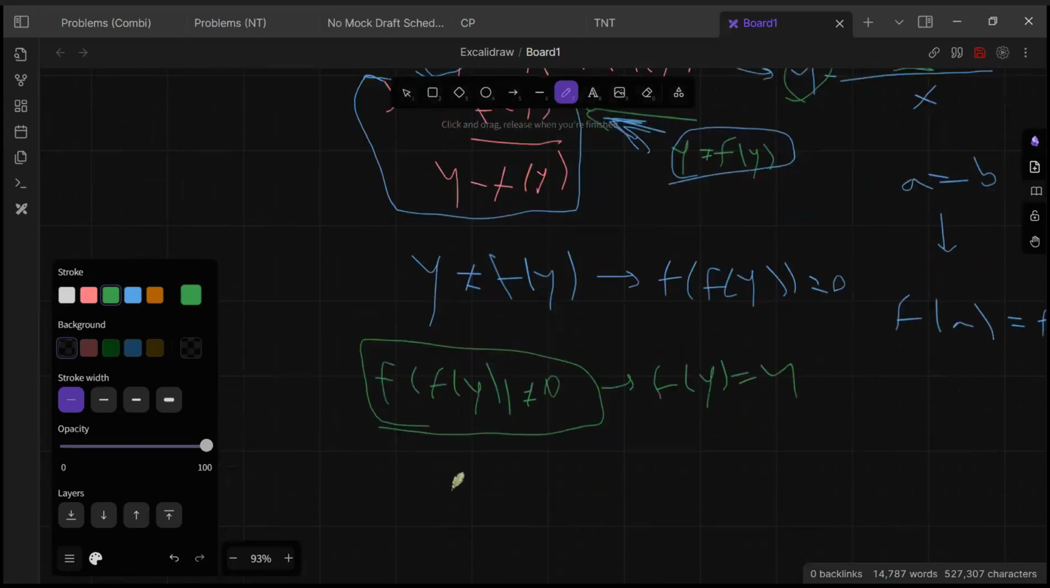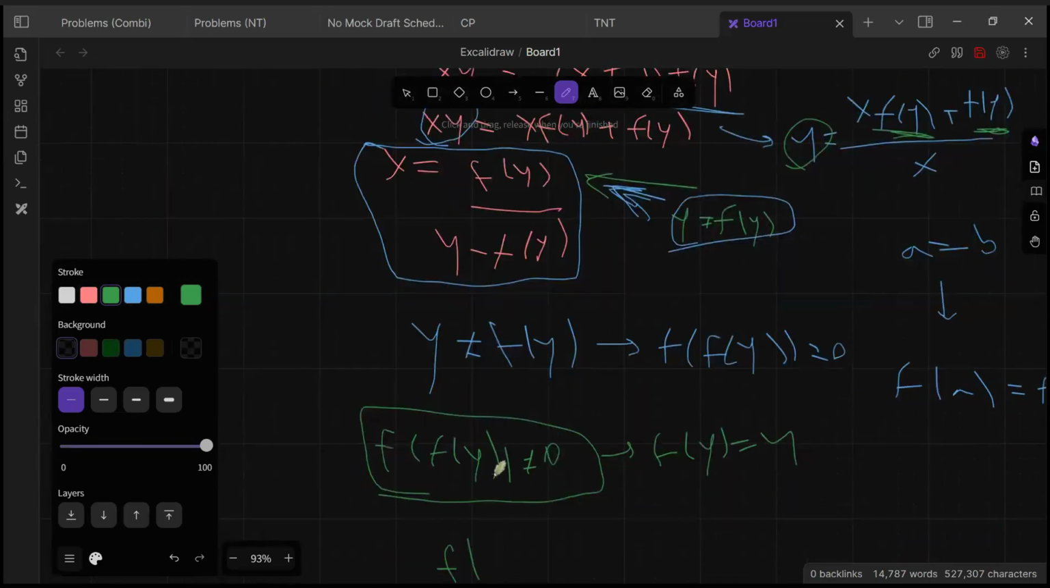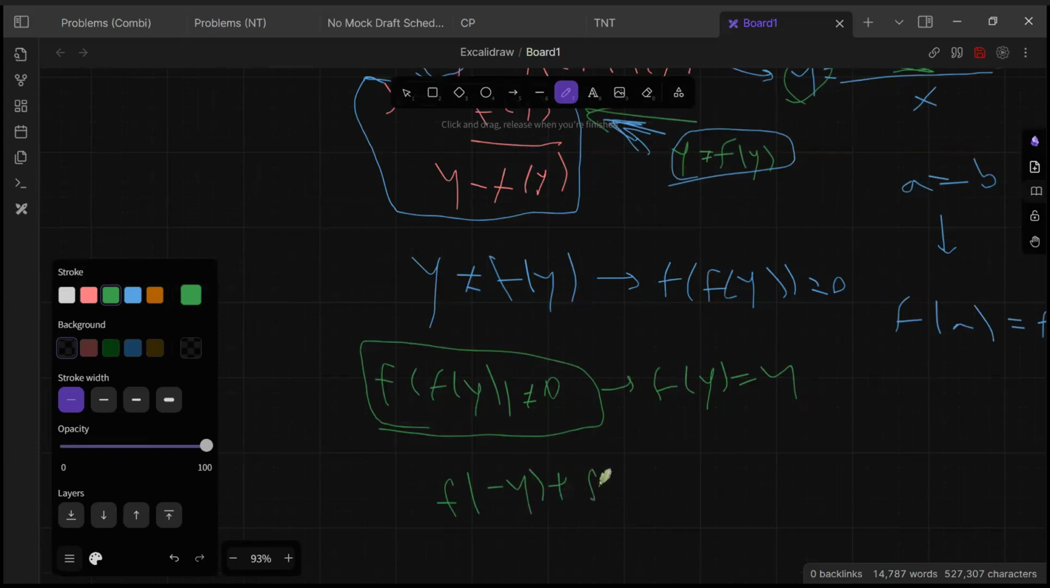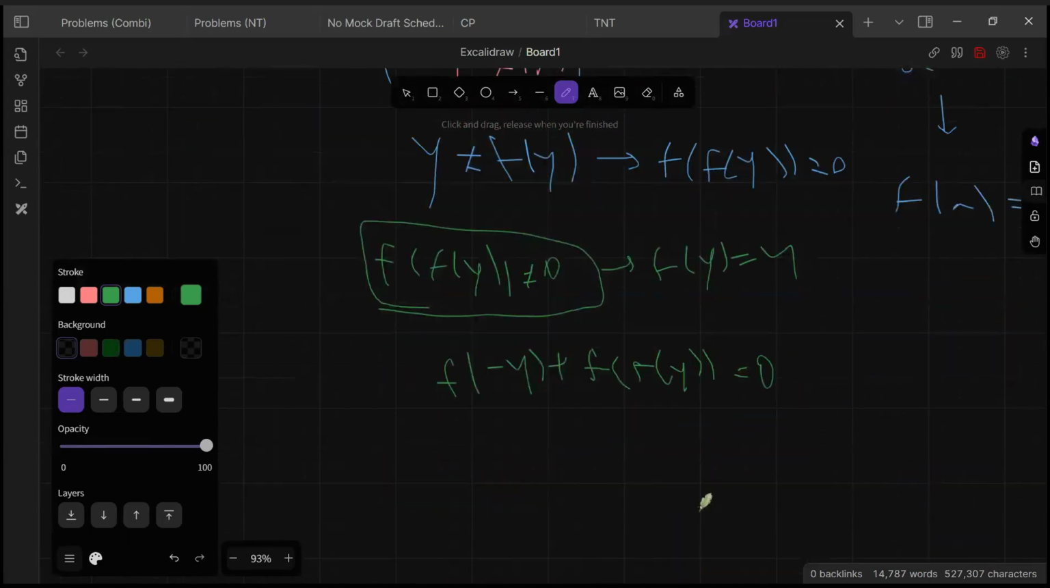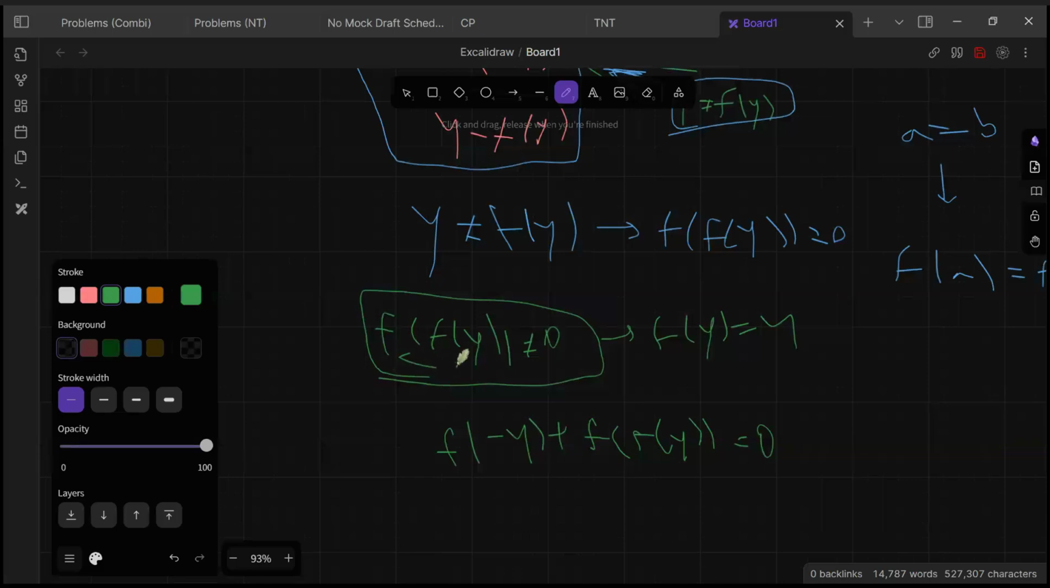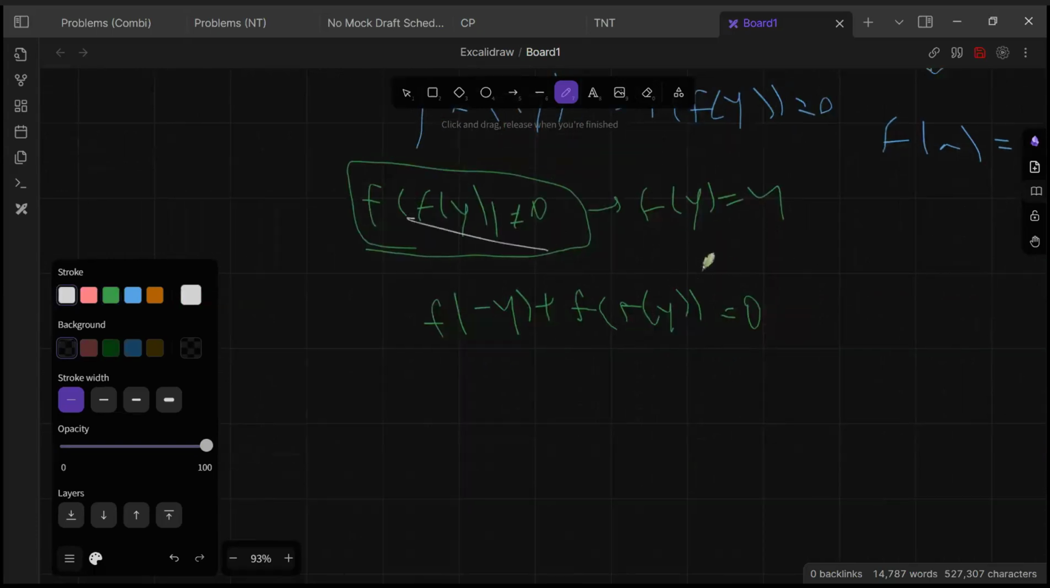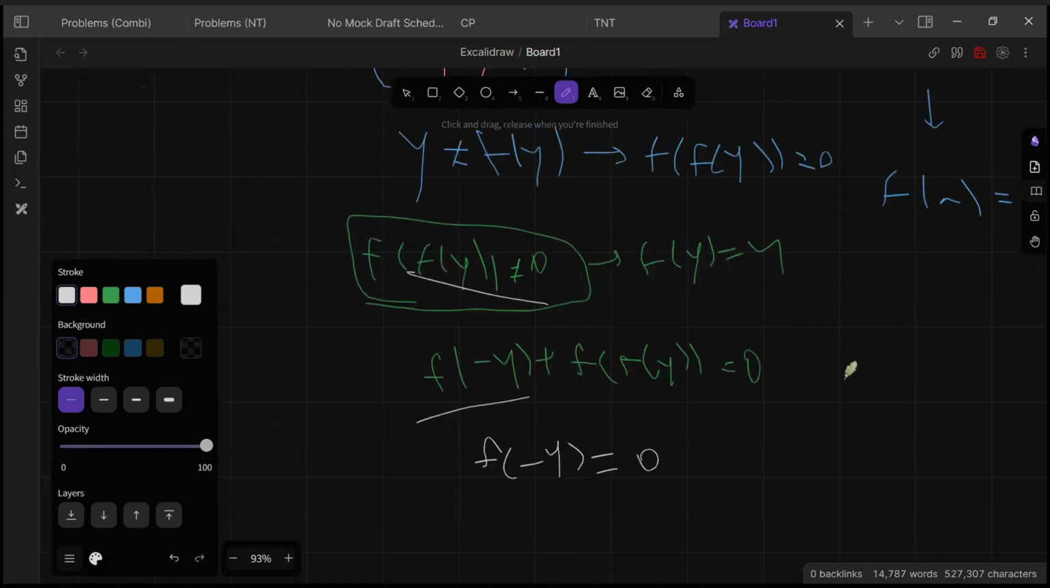So it is always true that f of minus y plus f of y is always going to be 0. Crazy. So if f of y is 0, then f of minus y is 0. Wow. So if f of y was 0, which means f of y could not be y, then f of minus y would have to be 0. Okay, so we've reduced it a little bit.